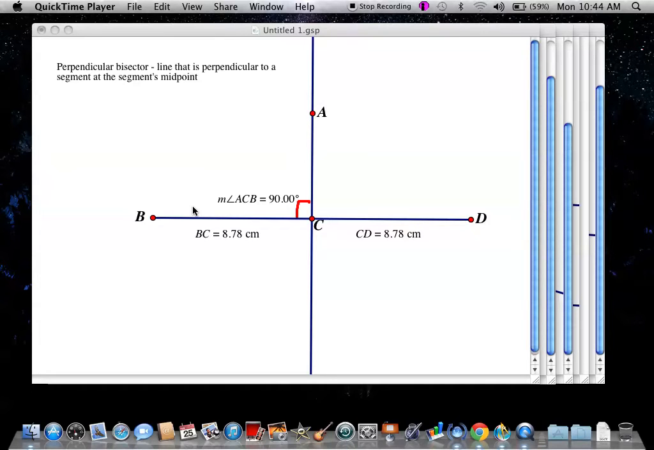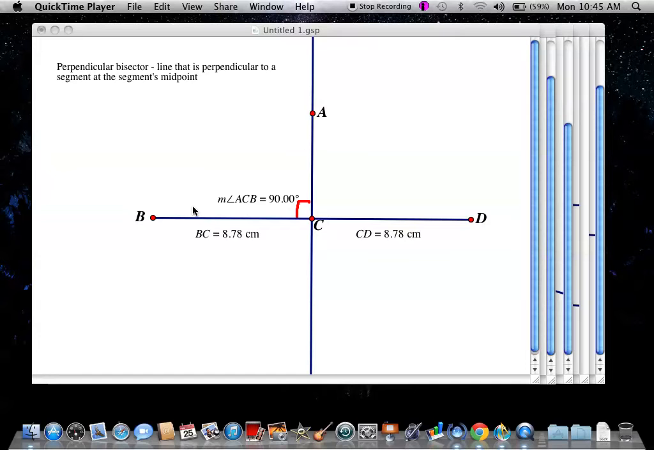Chapter 3, Section 4 is perpendicular lines. Now, we have one definition and three theorems. The first definition is perpendicular bisector. And what a perpendicular bisector is, it's the line that is perpendicular to a segment at the segment's midpoint.